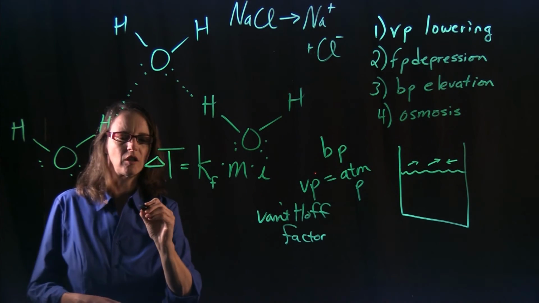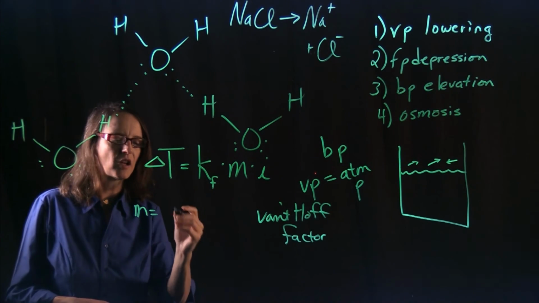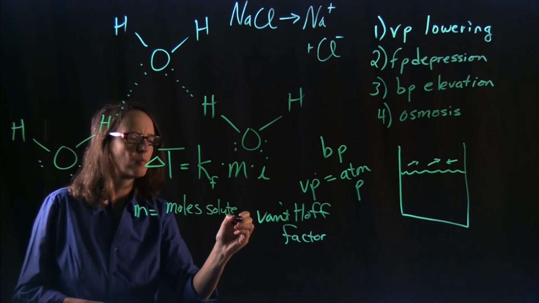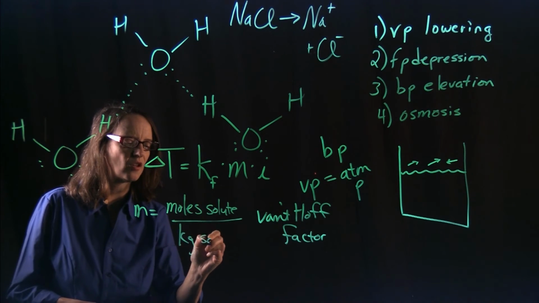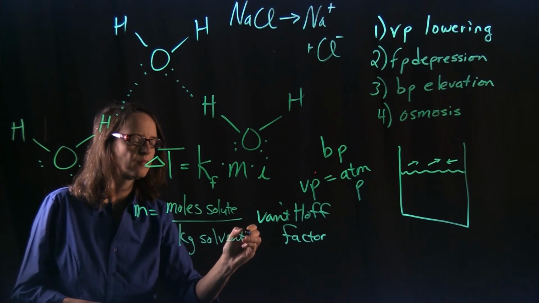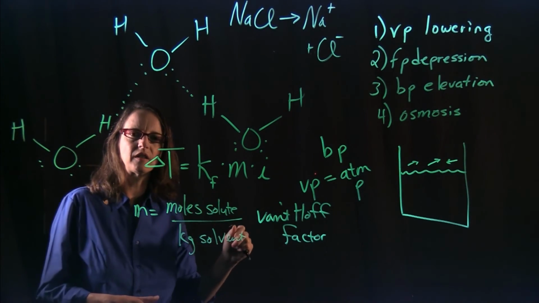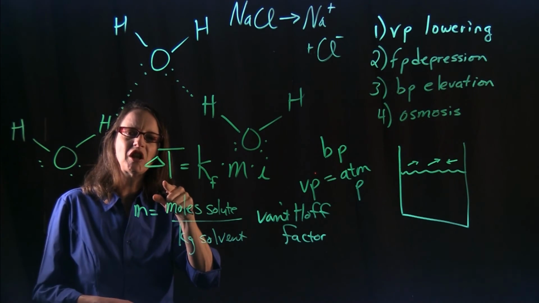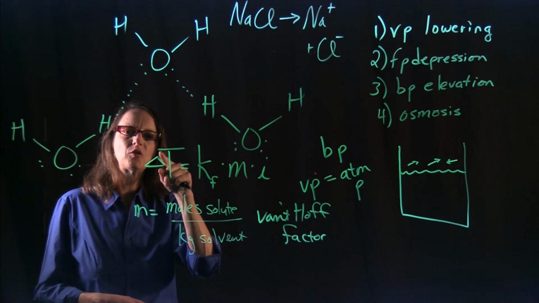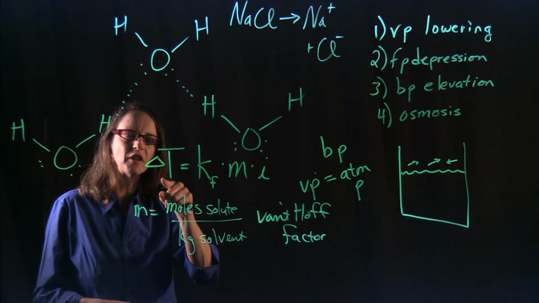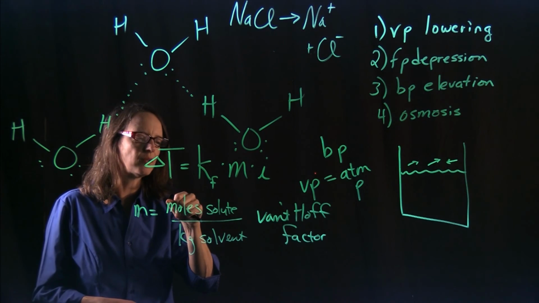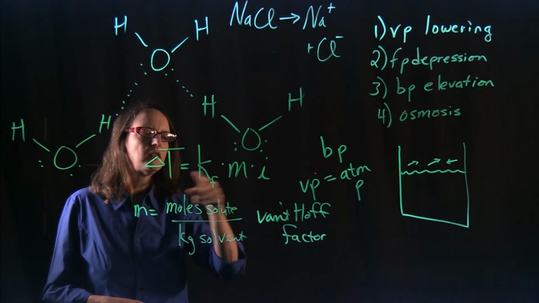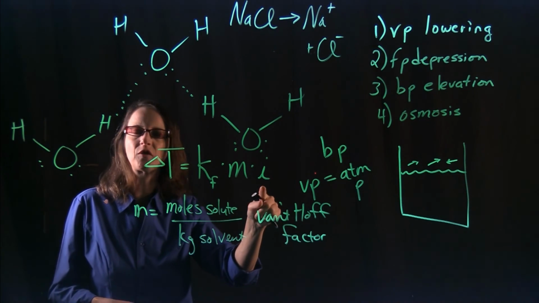Molality, the little m here, is a unit of concentration, which is moles of solute per kilogram of solvent. And the K is a constant that you can look up for each solvent. Delta T is the change in temperature between the freezing point of the pure solvent and the freezing point of the solution. In the lab experiment today, you will be using this equation to solve for the Van 't Hoff factor.